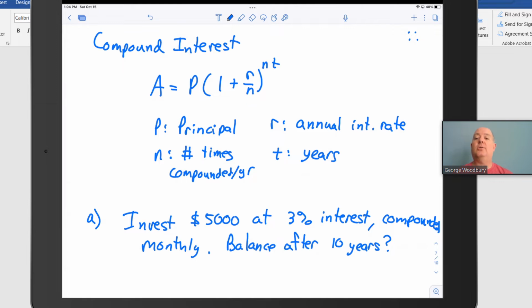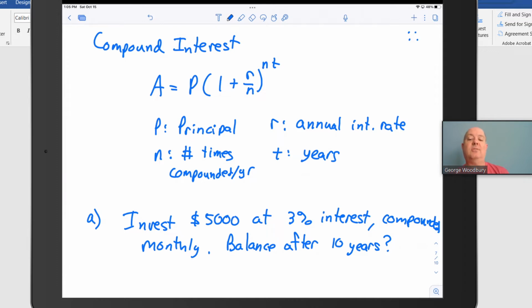The formula for compound interest is given on the screen. It's capital A, the amount at time t, equals P, the principal, times the quantity 1 plus R over N, where R is the annual interest rate and N is the number of times the interest is compounded per year, raised to the n times t power, where n again is the number of times it's compounded, and t is the time in years. So in the first problem that we're going to do, we're going to find an ending balance using this formula.